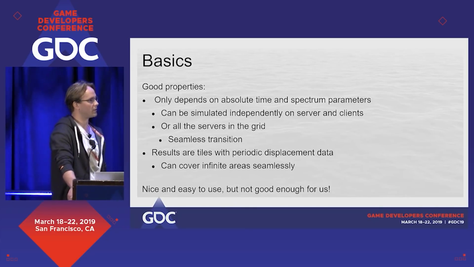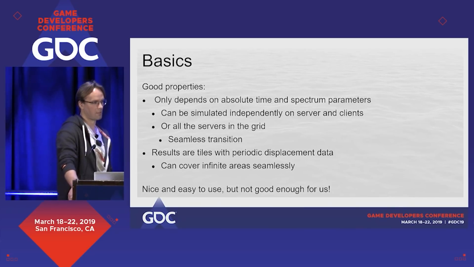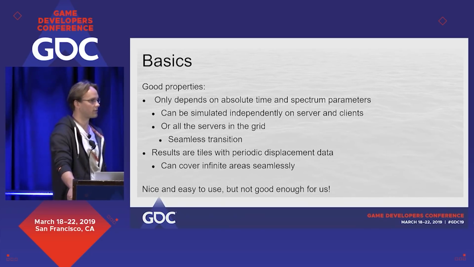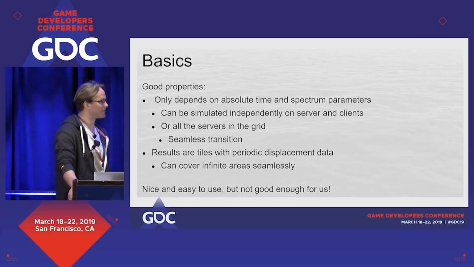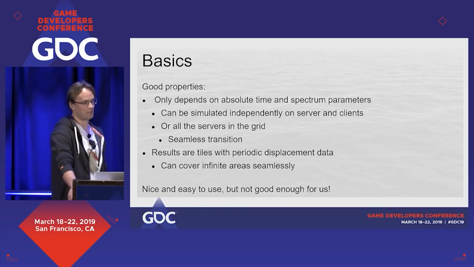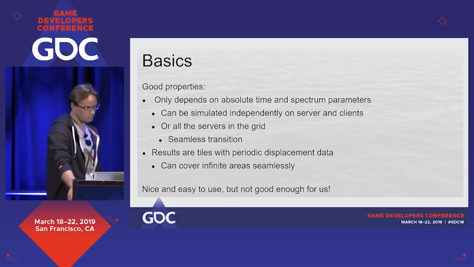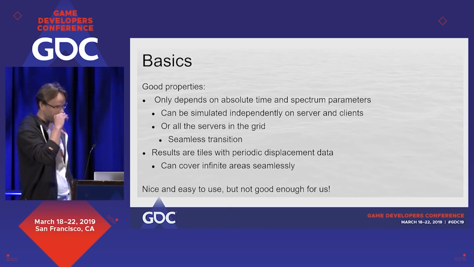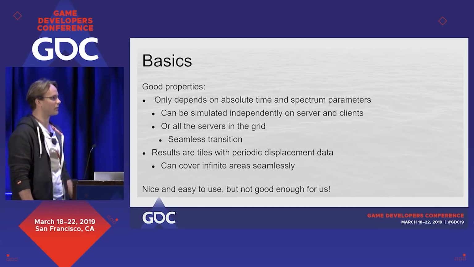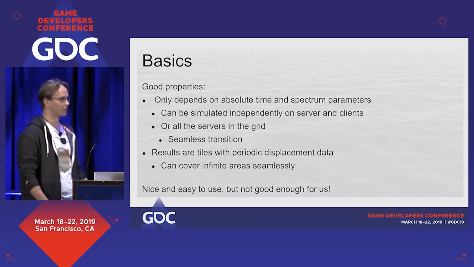Why is that important? Because the online portion of the game, the servers are forming the grid, and each server simulates a square of this much thousands of square kilometers of the ocean with all the players and islands and actions happening. And when the player moves to another server, this transition happens seamlessly. So the results are tiles with periodic displacement data, and the results can cover infinite planes of the ocean surface, which is also good for us.